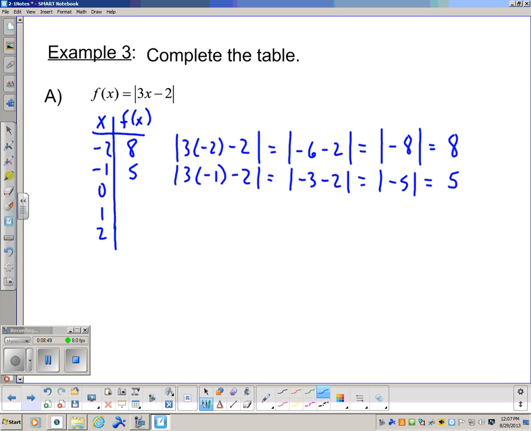And then my next one here, we've got 0 we're going to plug in there for our x. So again, putting 0 in for our x. So doing that, 3 times 0 minus 2. So 3 times 0 there is 0. Minus 2 there is -2. And then I have to take the absolute value of that. And -2 has a distance of 2 on the number line from 0.